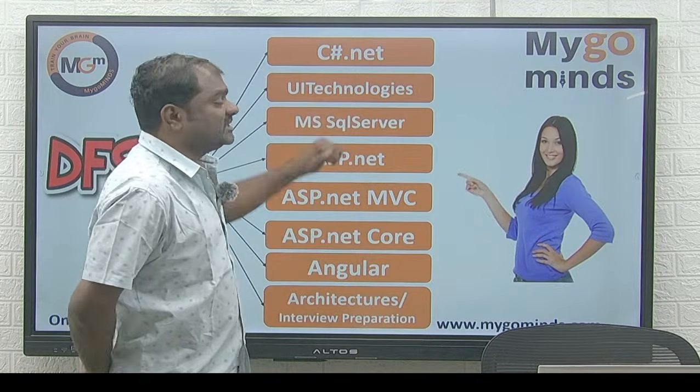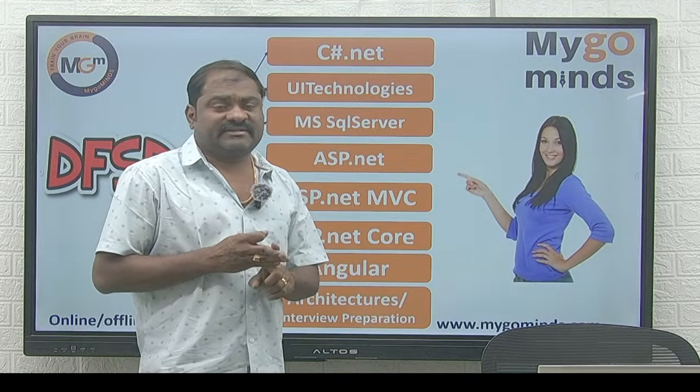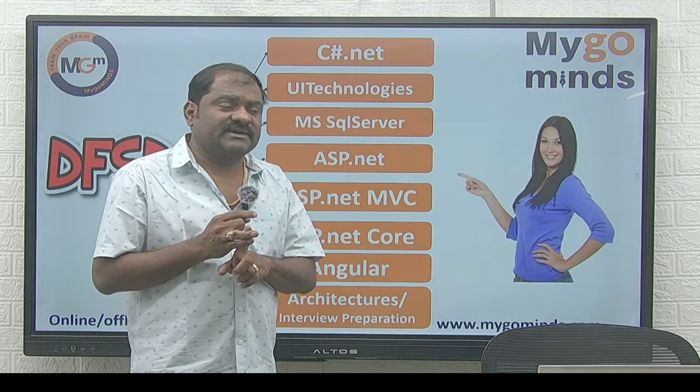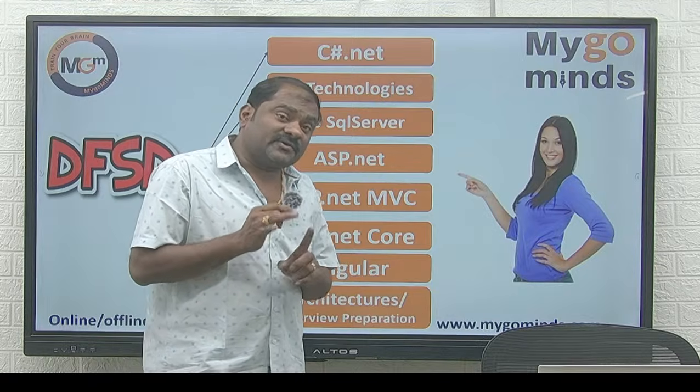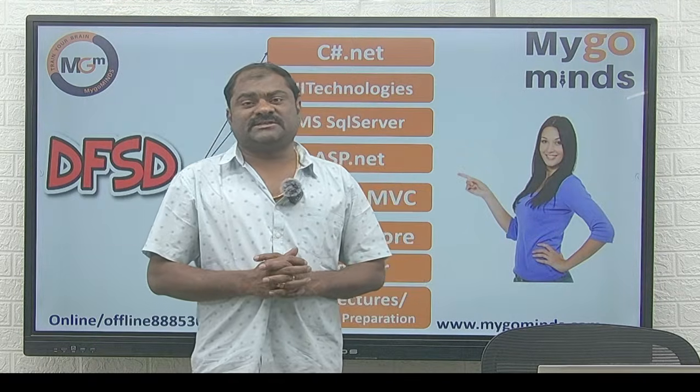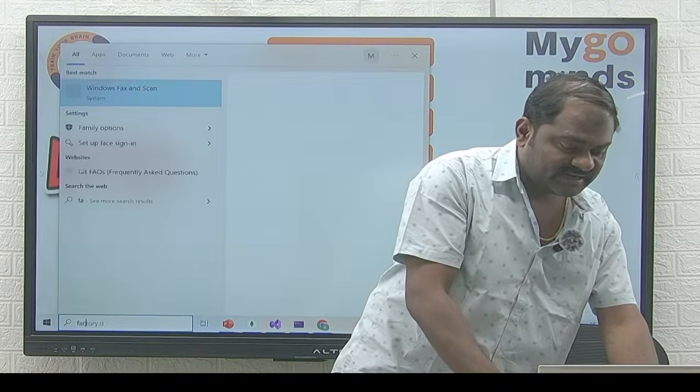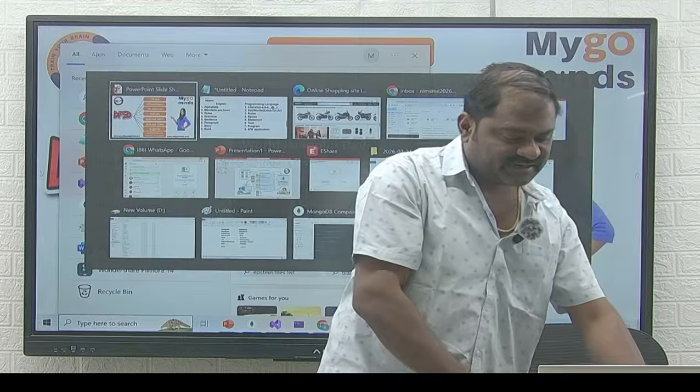Then UI technologies: HTML, JavaScript and CSS. If you want to design forms like a login form or registration form, HTML is required. Or if you want to display the content on the browser in a proper format, then also HTML is required. JavaScript is used to perform what? Validations.